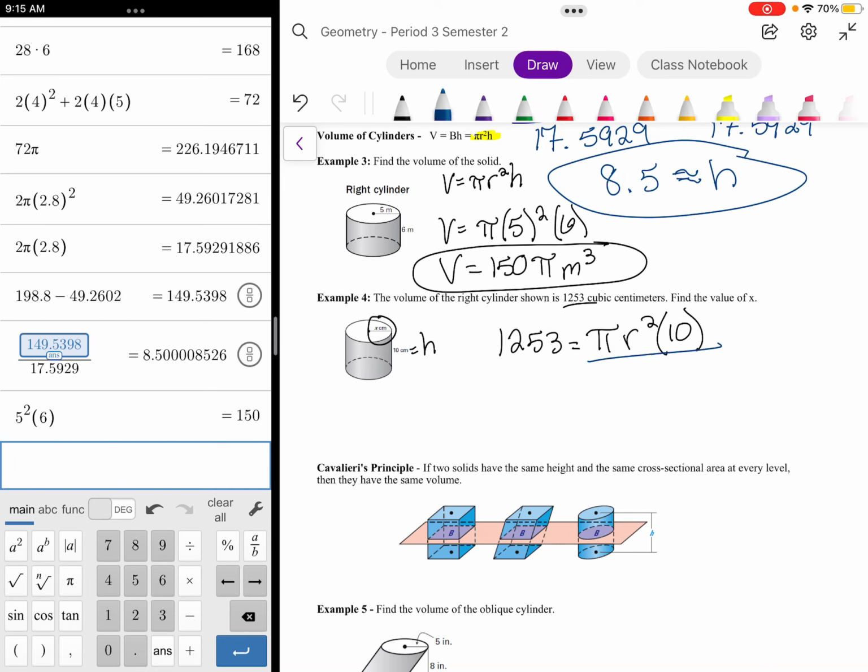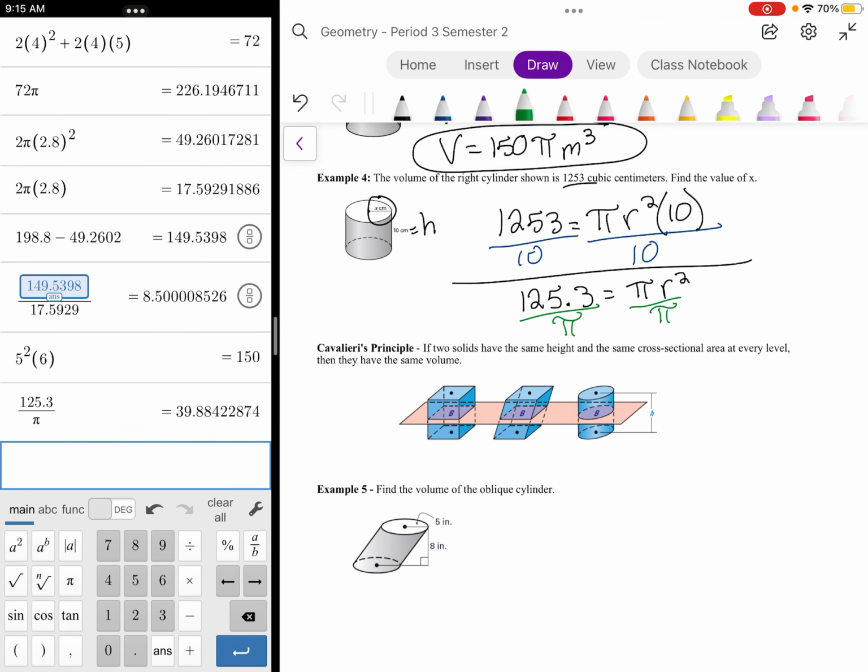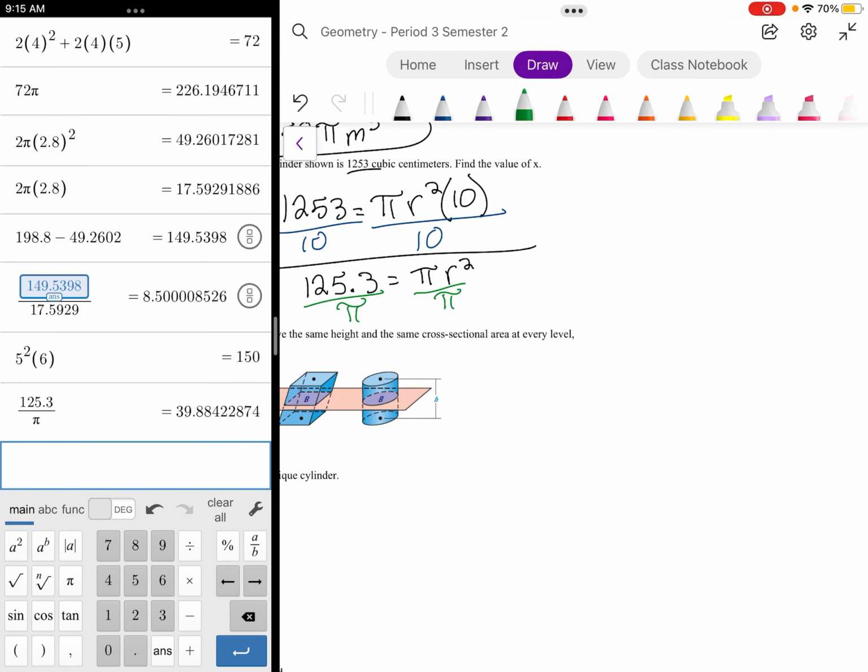So we know we need to get rid of that 10, so we can divide both sides by 10. And when we do that, we're going to get 125.3 equals pi r squared. Then we need to get rid of that pi, so we're going to divide both sides by pi. So 125.3 divided by pi. And that gives us that r squared is about 39.8842.